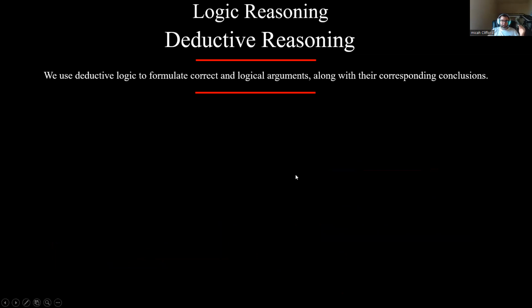All right. And so we got deductive reasoning. This is all logic right here. We use deductive logic to formulate correct logical arguments along with their corresponding conclusions. All right. And I color coded these for the formula, right? To, the word formulate. So formula, it's very simple, very simple.